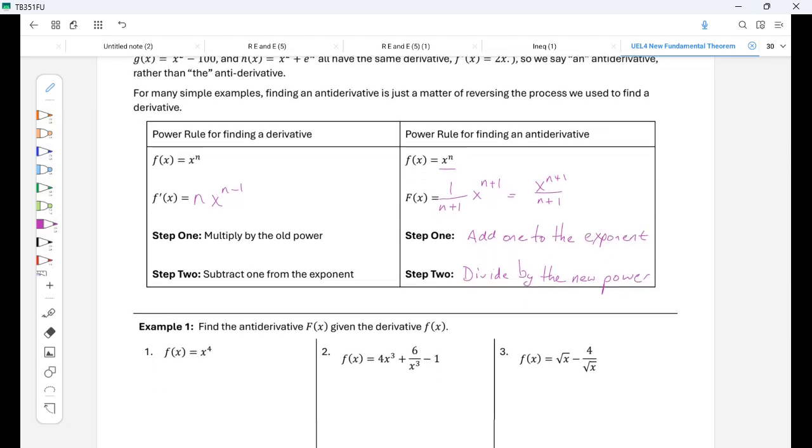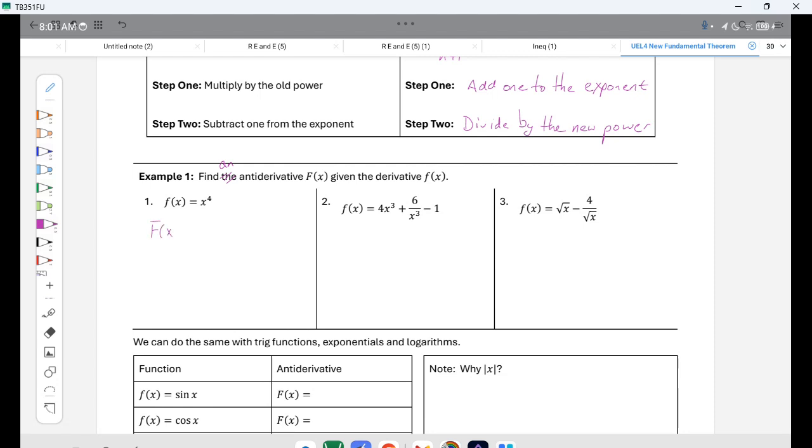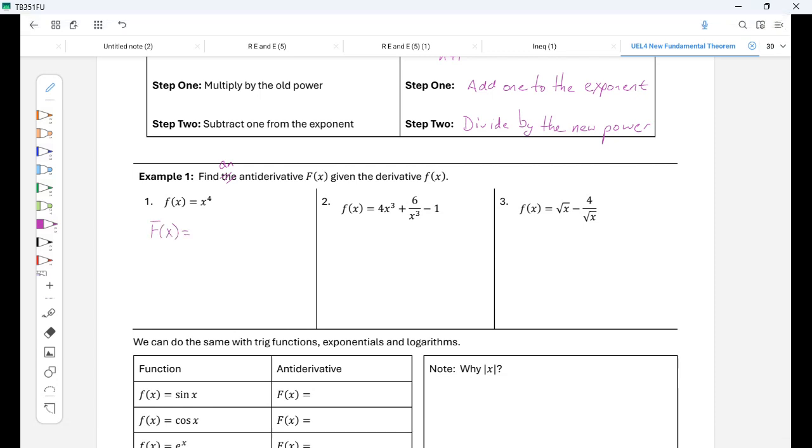All right. Hey, let's find some antiderivatives. Find an antiderivative f of x, given a function which we're thinking of as something that already is a derivative. So f of x equals x to the 4th. An antiderivative F of x is x to the 5th over 5. Yep, you added twice. We only add once. We followed the two rules. We added 1 to the exponent. 4 went to 5. We divided by that new exponent, 5.